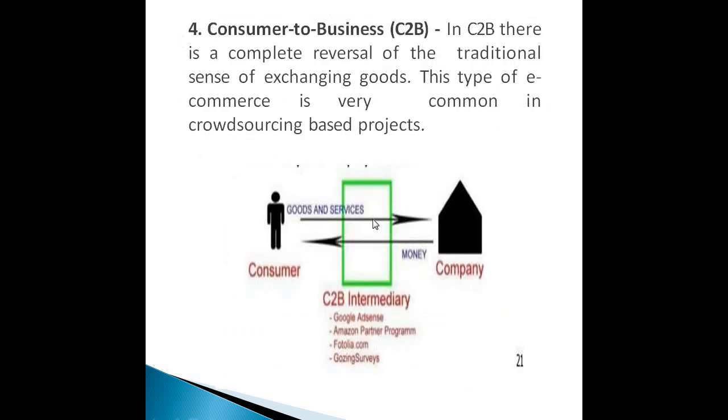Now next is the consumer to business, that is the C2B. There it is reversed, a complete reversal of the traditional sense of exchanging goods. This type of e-commerce is very common in crowdsource based products. So here is the diagram. Here you can see how a consumer offers goods and services to the company, and how the company can deal with the help of money to their consumer. So this is the example based on the consumer to business.